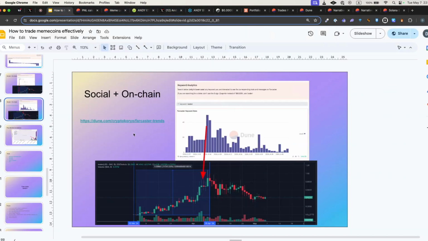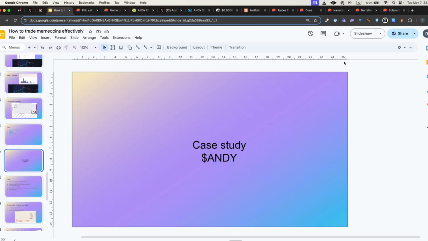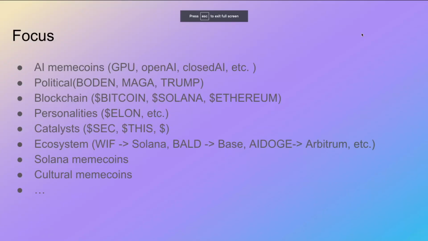Now let's go back to the presentation to conclude the last points. There are different niches in meme coins. There are AI meme coins, open AI, closed AI. There are political meme coins. We mentioned Biden, Trump, etc. There are blockchain meme coins, personalities, catalysts, ecosystems, all these different kinds. So we said you have to specialize. It doesn't mean you have to exclusively choose one of these, but maybe you can. For example, choosing just Solana or Base, or Blast, these three seem like reasonable options to limit yourself and not be bombarded with thousands of options. So focus. Now let's talk briefly about strategies.